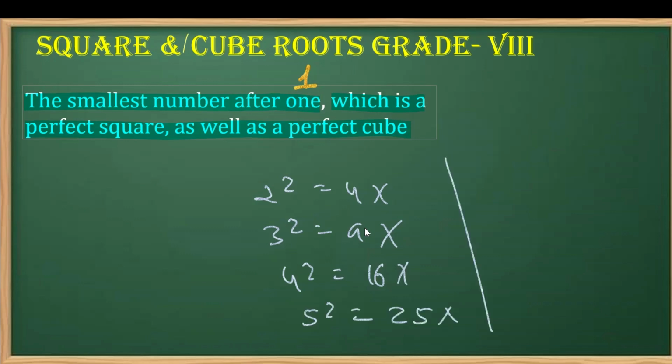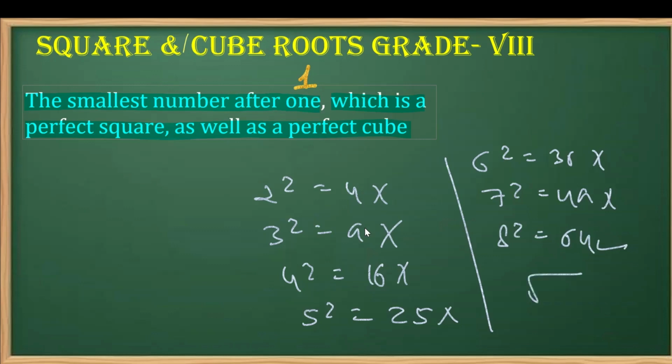We keep on trying like this. 6 square is 36, not a perfect cube. 7 square is 49, not a perfect cube. 8 square is 64, yes. It is a perfect cube, right? It's the cube of 4, we can say 4 cube, which is 64. Yes, so we can say that 64, right?